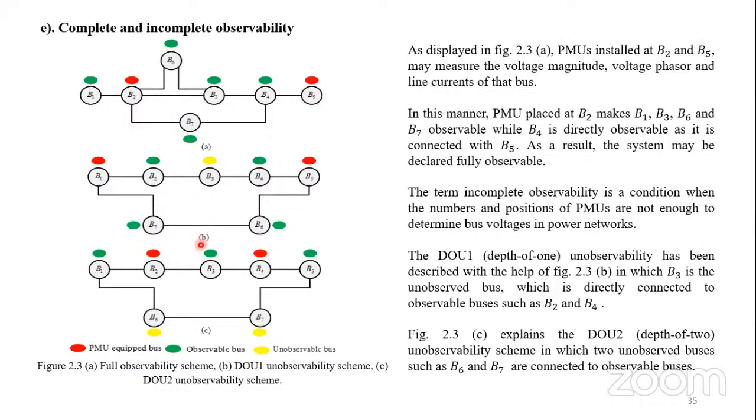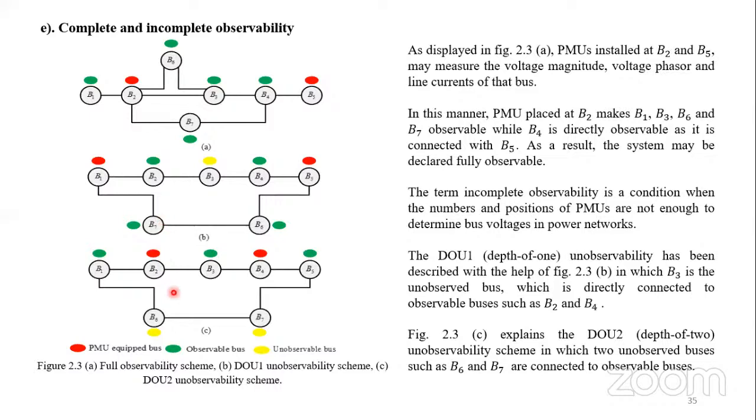Similarly, in case of figure B, if we install PMUs at bus number 1 and bus number 5, then the PMU at bus 1 will only monitor bus number 2 and bus number 7, and the PMU at bus number 5 will only monitor bus number 4 and 6. But bus number 3 is left. So this is the problem of depth of unobservability 1, that is incomplete observability. It means that after installing 2 PMUs in the 7 bus system, we are unable to monitor bus number 3.